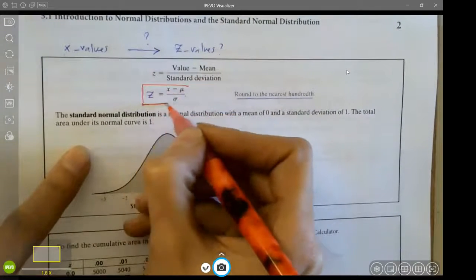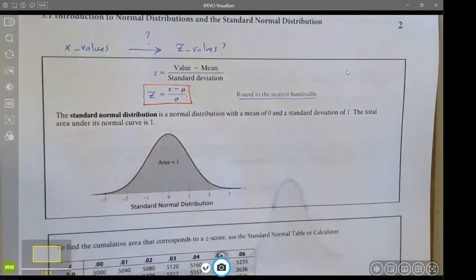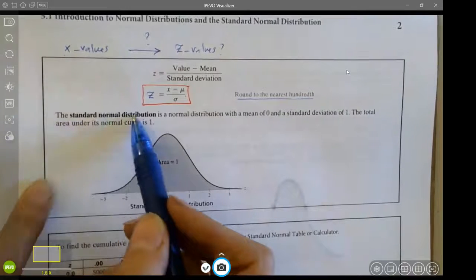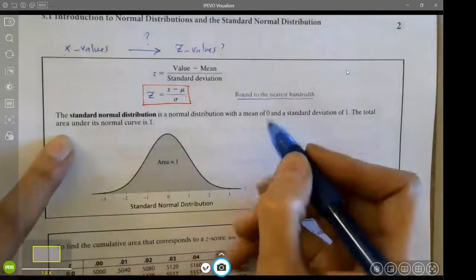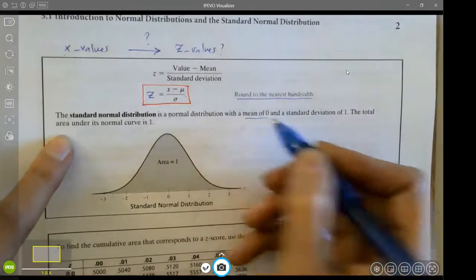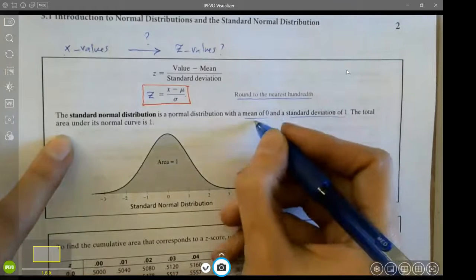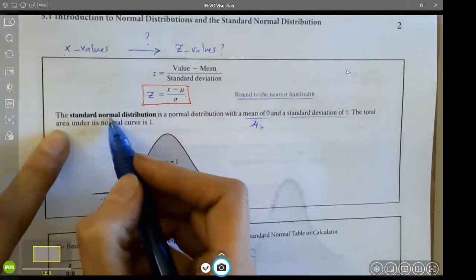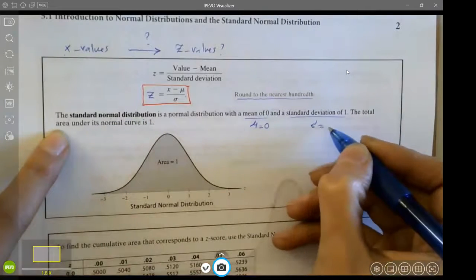When you convert them into Z, you can use the Z table or your calculator to find the area. The standard normal distribution is a normal distribution with mean equal to 0 and standard deviation equal to 1. So the mean of the standard normal distribution is 0 and standard deviation is equal to 1.